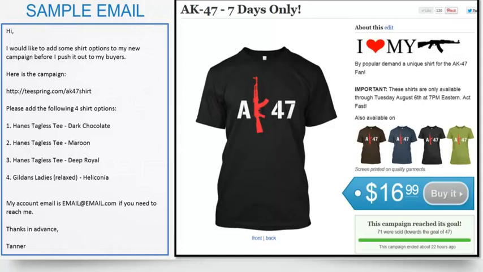I said, hi, I would like to add some shirt options to my new campaign before I push it out to my buyers. Here's the campaign, teespring.com/AK47. Please add the following 4 shirt options: Hanes tagless tee in one color, Hanes tagless tee in another color, Hanes tagless tee in deep royal, and Gildan ladies relaxed in heliconia. Heliconia is purple, for those of you who don't know. I didn't know what that was, but it's purple.